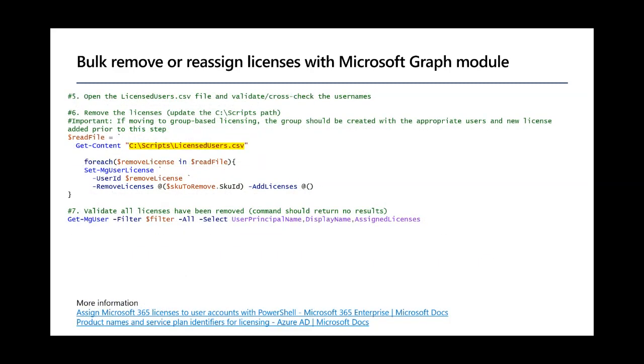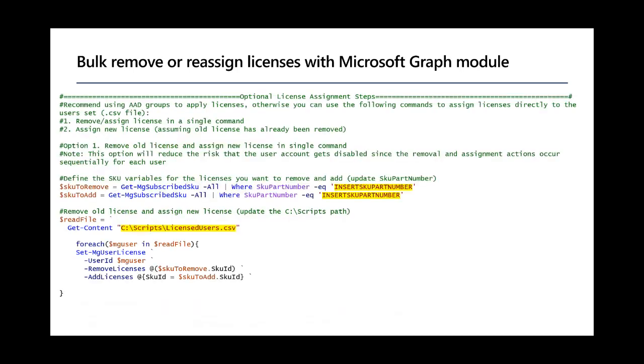This is the second part of the script. It includes the steps to validate the CSV file, remove the licenses from the users, and perform a final validation that the license is no longer assigned to any users. And then we've included two optional commands here. So these will support that direct user assignment of the new license.